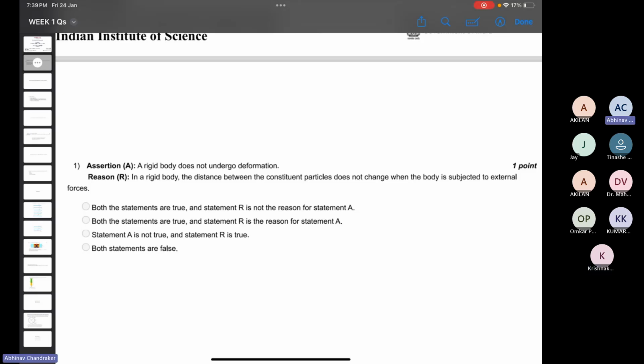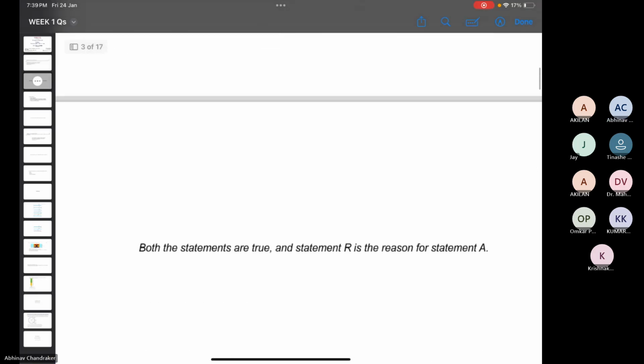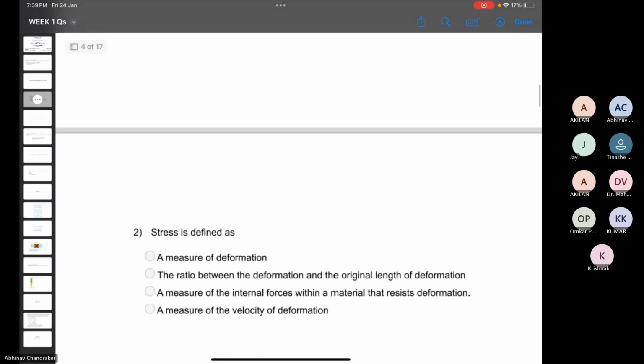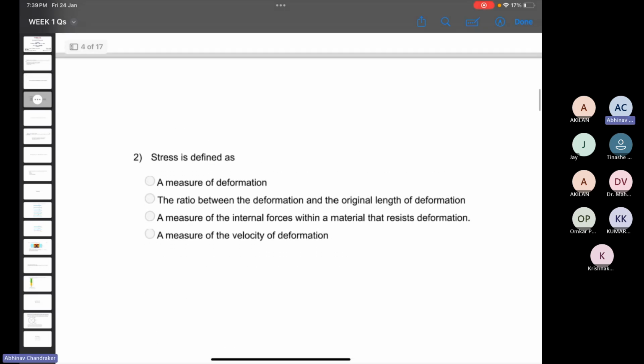Yes, B is the correct answer. A rigid body does not have any deformation. The reason it does not have any deformation is because we assume that the constituent particles do not change their position with respect to each other when an external force is being applied. It's like a frozen material which will not move. So let's go to the next question.